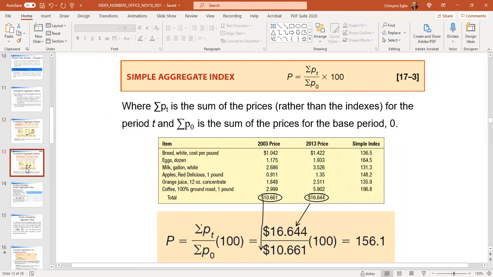Now, there's another way to look at a simple aggregate index. Okay.